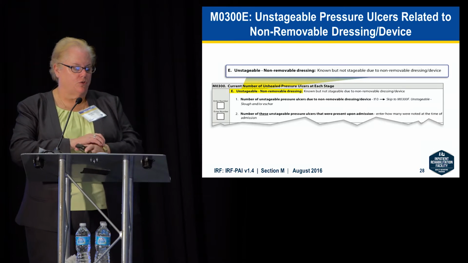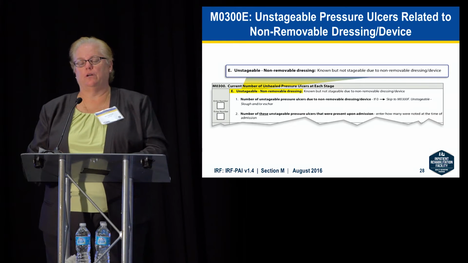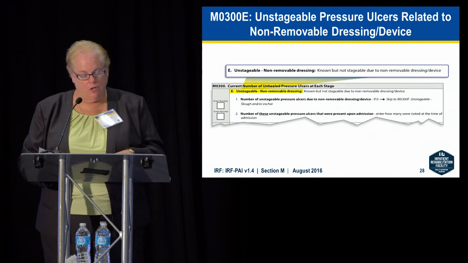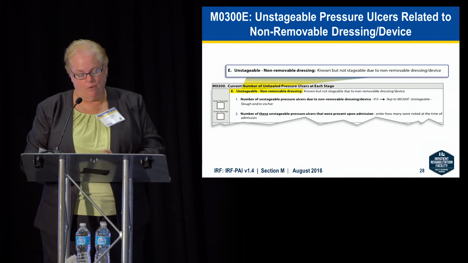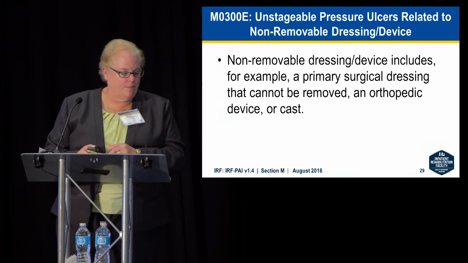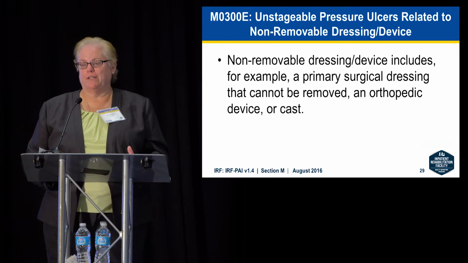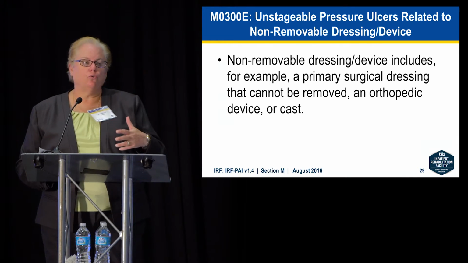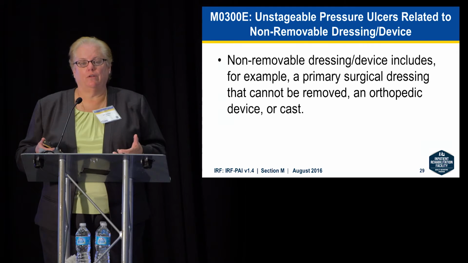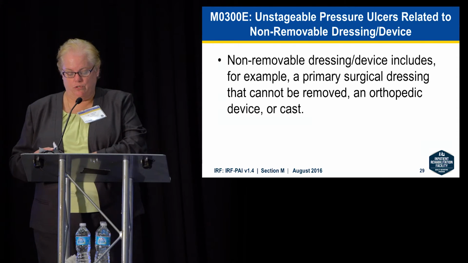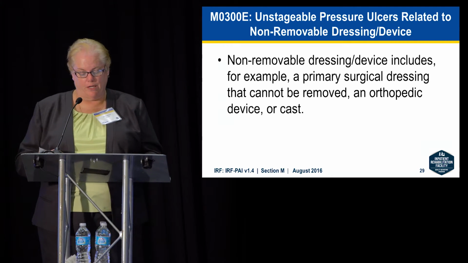So now the unstageables are the ones, again, that people struggle with a little bit. We have the opportunity to code a couple of different types of unstageables. So M0300E is unstageable pressure ulcer related to non-removable dressing. It includes, for example, a primary surgical dressing that cannot be removed, or an orthopedic device or cast where you know there's an ulcer underneath it because they told you that, but you can't check it yourself, right? So you can't stage it yourself. You can't get to that ulcer. So you would say it's unstageable due to a non-removable device or dressing.